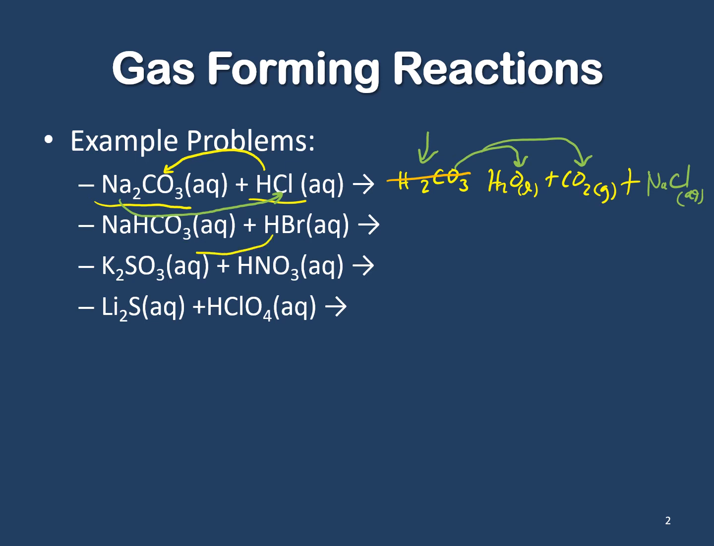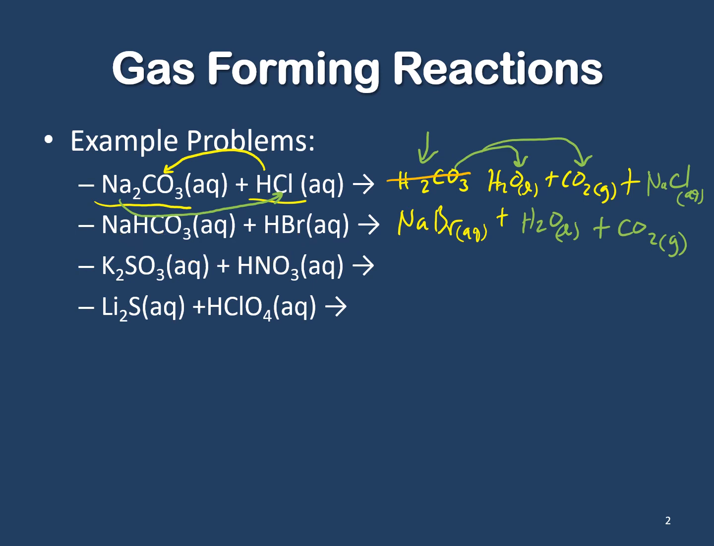In this one, we have the hydrogen attaching to bicarbonate and the sodium attaching to Br. So we get NaBr, just like we did with NaCl. This is going to be aqueous because it's a soluble ionic compound. We know that from the solubility rules. And the other product, again, would be H2CO3. But because that's unstable, we're going to either cross it off or erase it and write H2O, liquid, and CO2, gas.